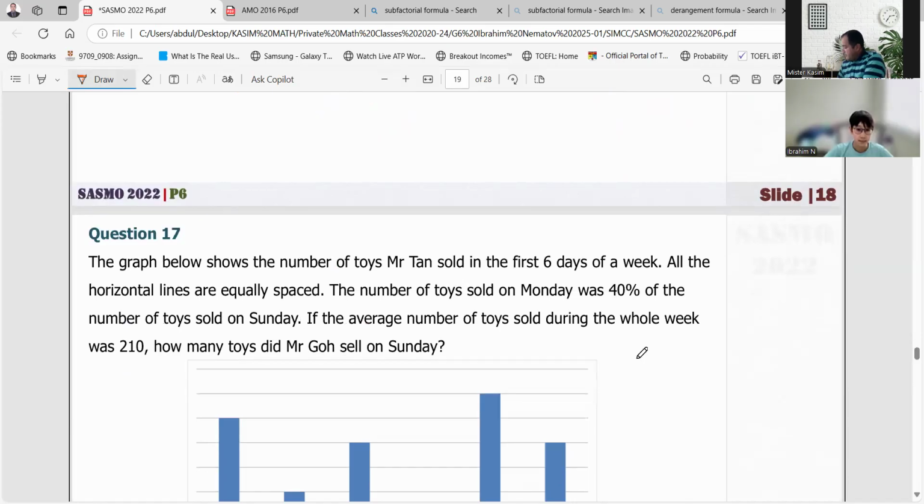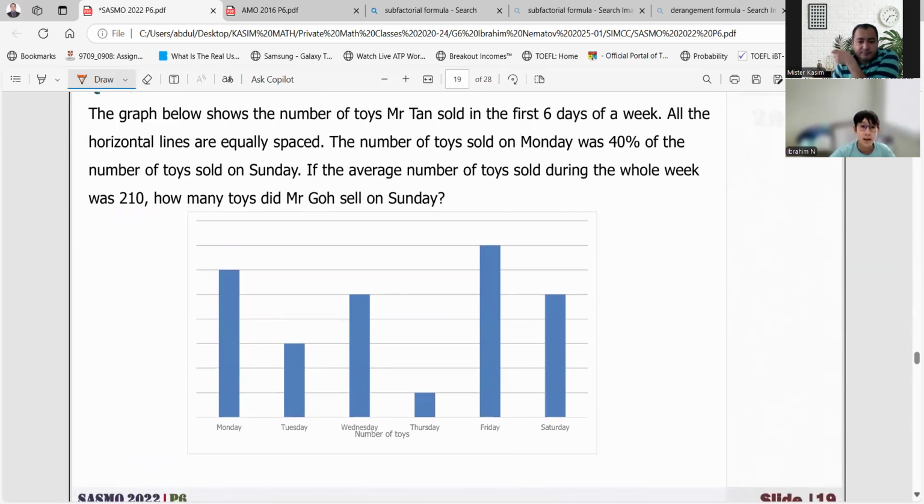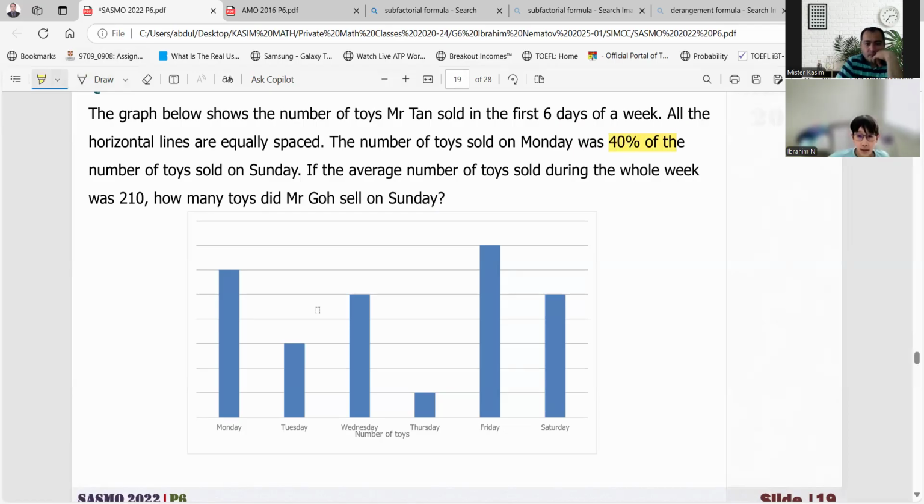15 and 16, right? Now 17. This statistics question, I wonder why you got a different answer. Let's see. Read the question first. The graph below shows the number of toys Mr. Tan sold in the first 6 days of work of a week. All the horizontal lines are equally spaced. The number of toys sold on Monday was 40% of the number of toys sold on Sunday. If the average number of toys sold during the week was 210, how many toys did Mr. Tan sell on Sunday?